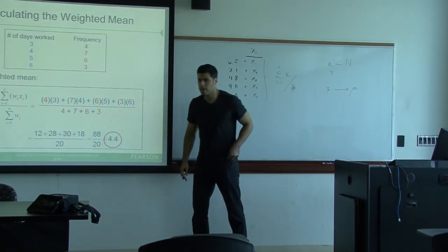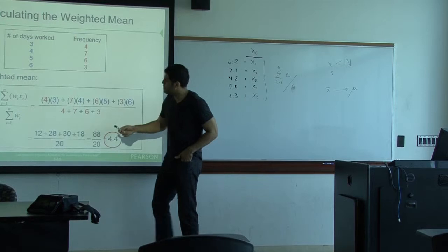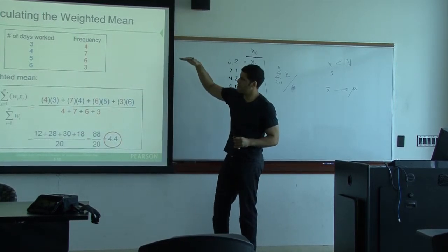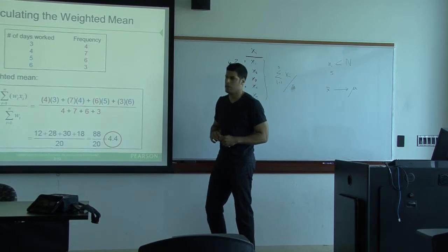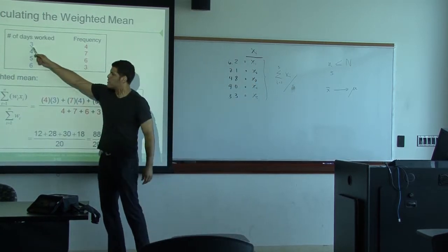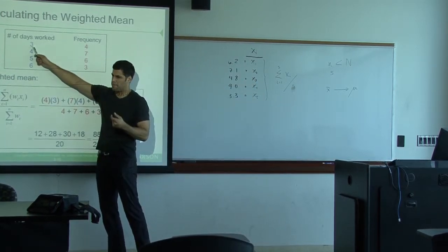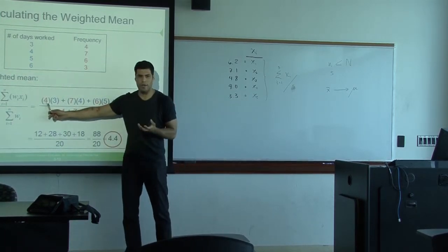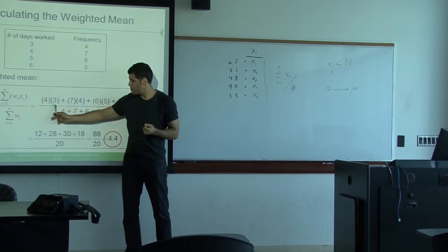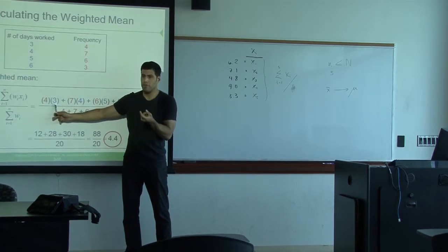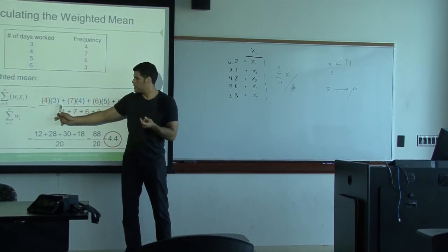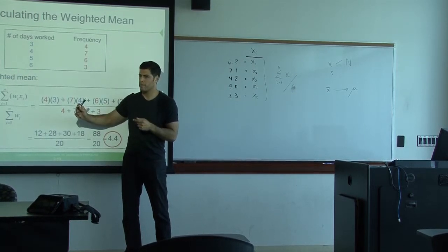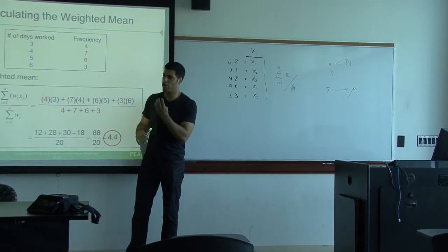Now look at what we have. Let's look at the first row. We have the case in which we worked only 3 days. The weight for that is 4. So we have 4, that's the weight, and 3 is the actual data point, 3 days. So that's W times X for the first row. How many rows do we have? 4. Is that okay?